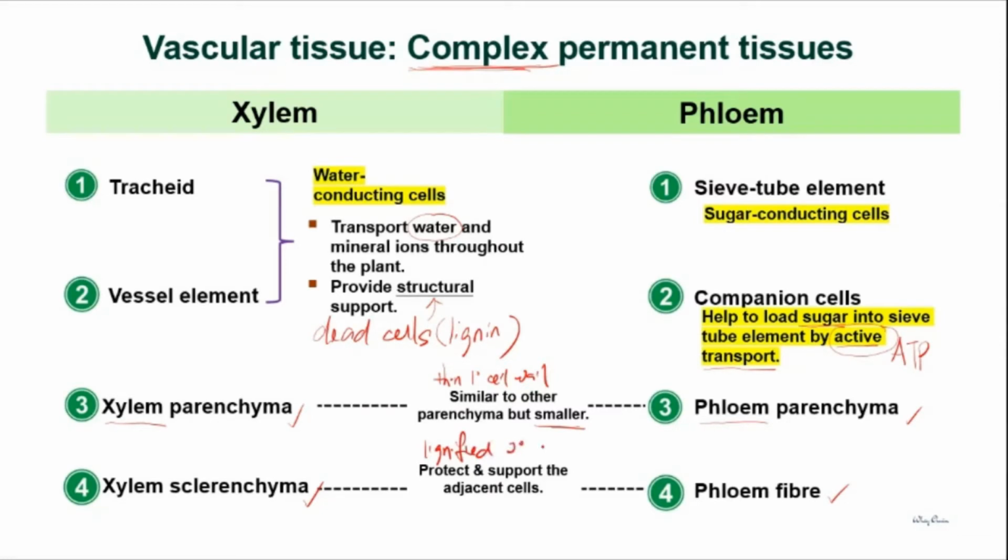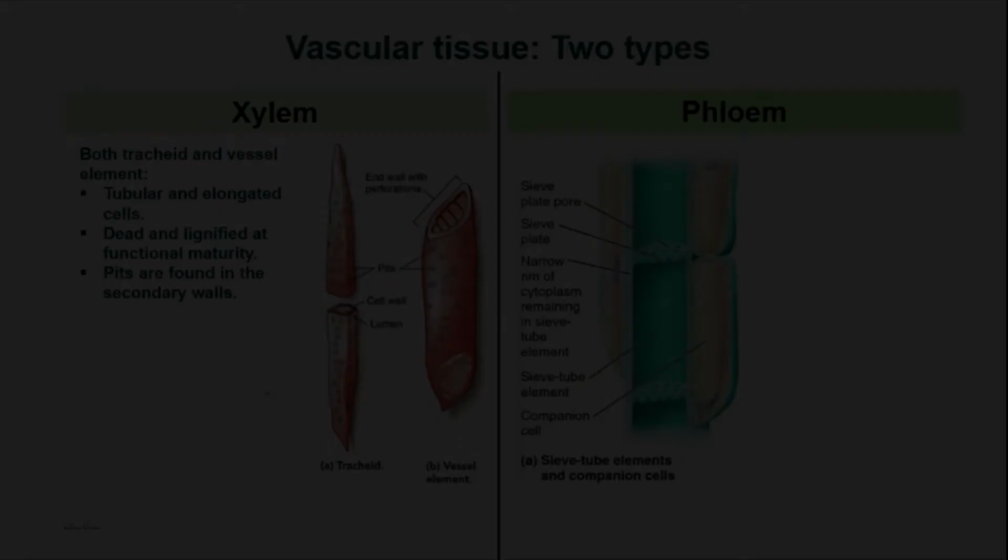They are tightly arranged to each other. They are also dead cells at functional maturity, meaning that the protoplasm and the nucleus have already degenerated. Whenever we come across a lignified thick cell wall, we always relate it with the function, which is protection and support. So the sclerenchyma in both tissues functions to protect and support the vascular tissue near to them.